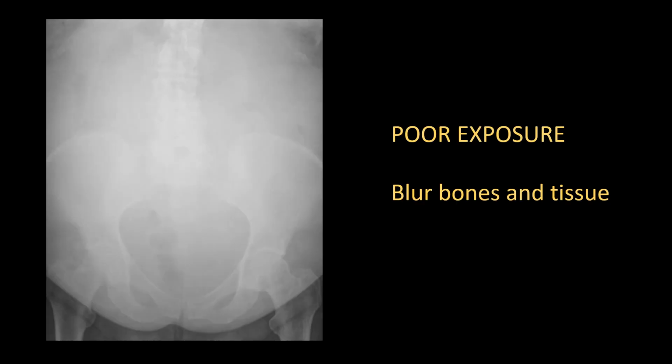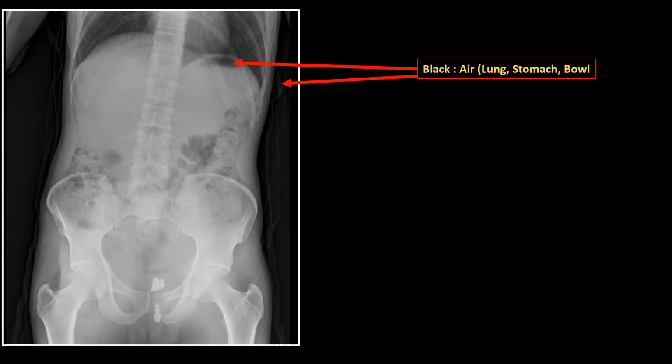In a poorly exposed X-ray, the bony tissue or the soft tissue may not be differentiable. On the basis of lucency, we can identify structures. Air in the lung, stomach, and bowel creates a black colored shadow in the X-ray film. As you can see here, this is the air in the fundus of the stomach. Here is the air in the lung, and this is the air in the large intestine.